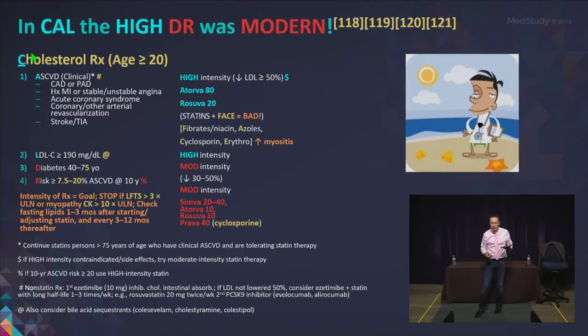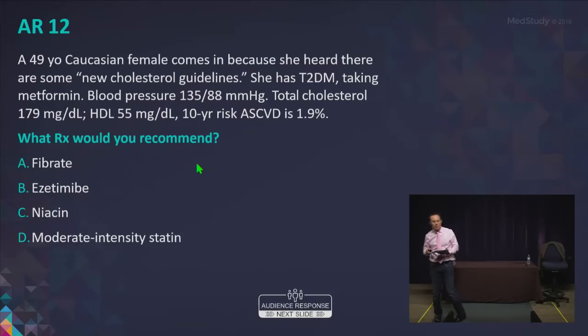Now, if you have someone who is a diabetic, 40 to 70, and let's say they have a high risk as well, let's say their ASCVD risk is 20, then actually they move up to the high intensity statin group as well. Okay, so let's do a question.